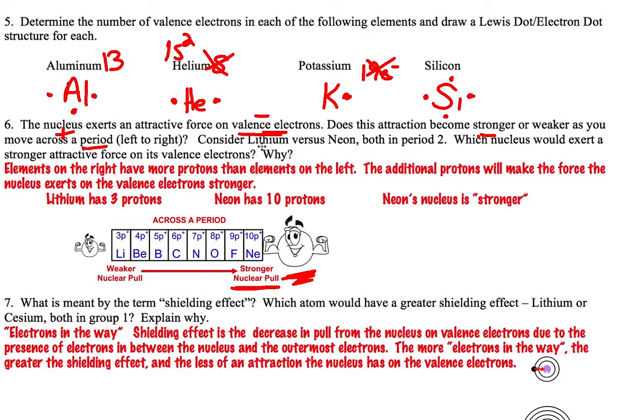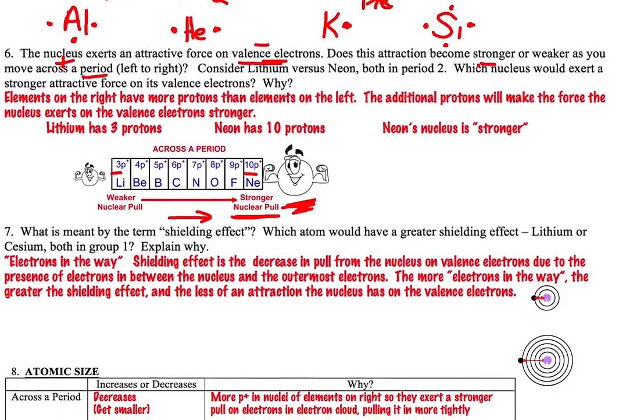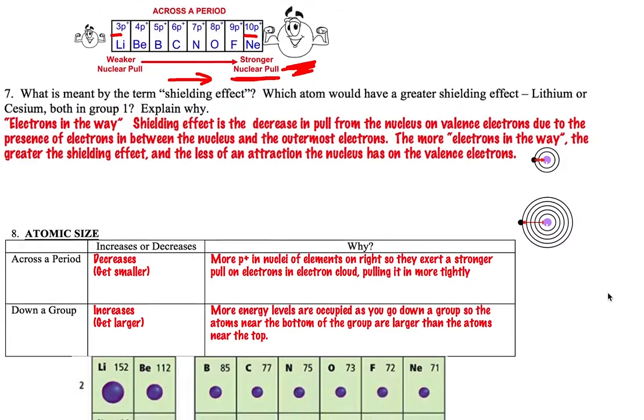So if we had to compare lithium versus neon, and they're in the same row, same period, and we had to decide which nucleus exerts a stronger force, we would say neon does, because it's over on the right, it's got 10 protons versus lithium's 3. So the more you go to the right, the stronger the nucleus. Picture that all the time, and that's going to come into play when we talk about trends.